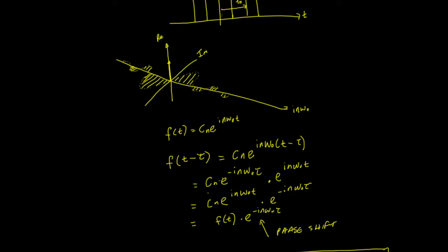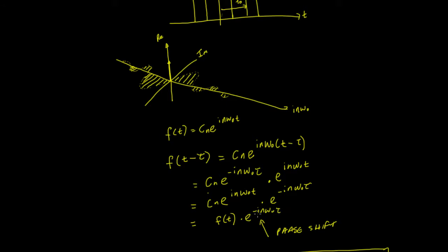So the Cn here can head over onto this bit here, so you just end up with Cn e to the in omega naught t, which is just our original function f of t, and we have an extra term, e to the minus in omega naught tau. So we ended up with the original function and an e to the minus in omega naught tau.